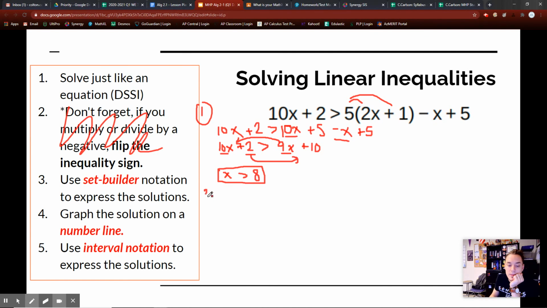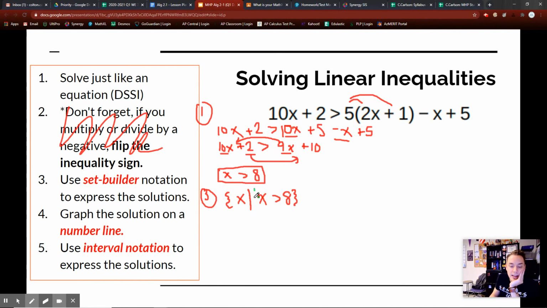Step 2 we skipped. What does step 3 look like? Set builder notation. The set, fancy brace, of all x such that, that's what the line is, and then x is greater than 8. Fancy brace. Now, you're probably wondering, this doesn't help me at all.